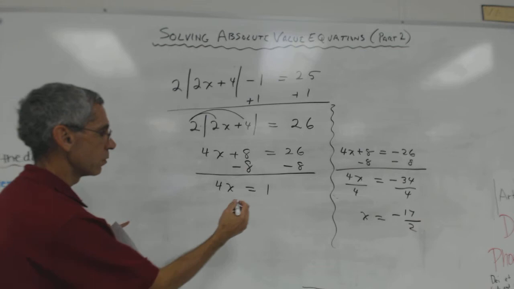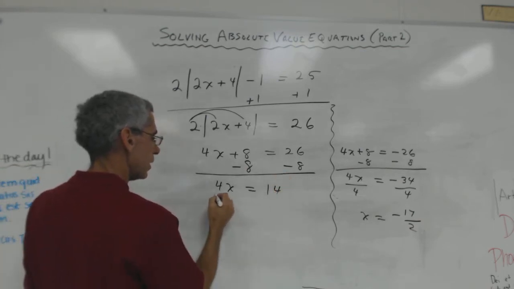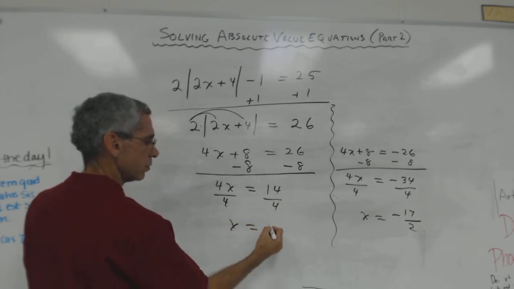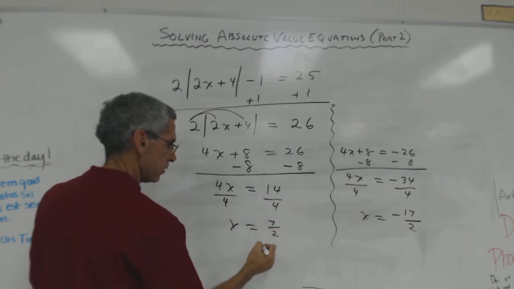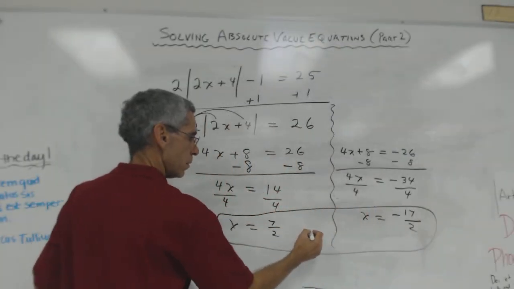Did I do something wrong? Oh, yeah. Equals, what am I doing? 14? Okay. Divide by 4, divide by 4, x is equal to 7 halves, right? Yep. Would the equivalence to that be 4.5 and 8.5, or negative 8.5?